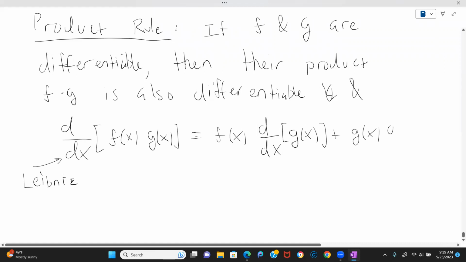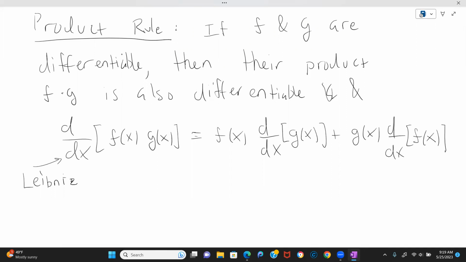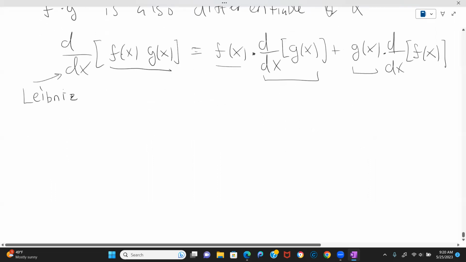So g of x. What this says is that if you want to differentiate the product, f of x times g of x, the rule says that you take f of x and then multiply by the derivative of g of x, and then you add g of x times the derivative of f of x. So you kind of alternate the derivatives, and then you add everything up. All right. So this is Leibniz notation.